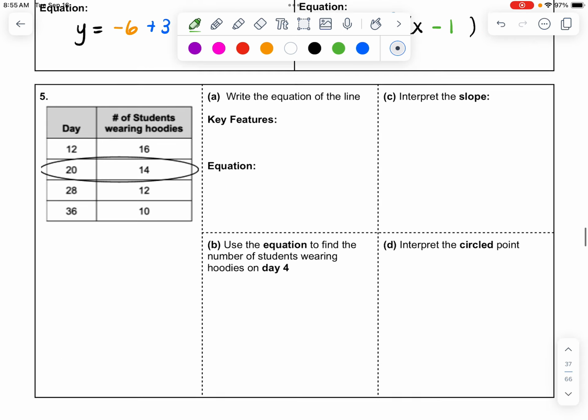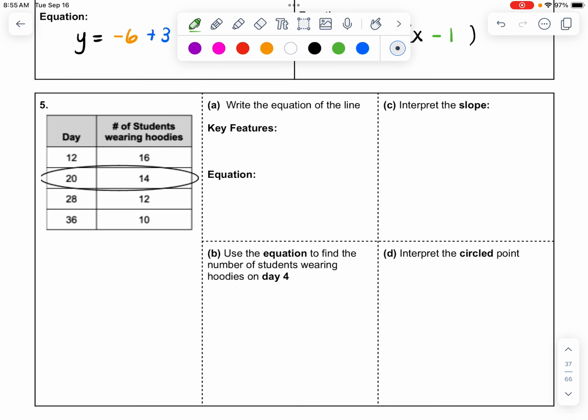Last but not least, let's put it all together in one problem. So let's start with reading the table. This table is telling me about the day and the number of students wearing hoodies at school. Write the equation of the line. So let's start with the key features, a point and a slope. My starting point can be any of the points in the table. I'm going to use the 12 and the 16.